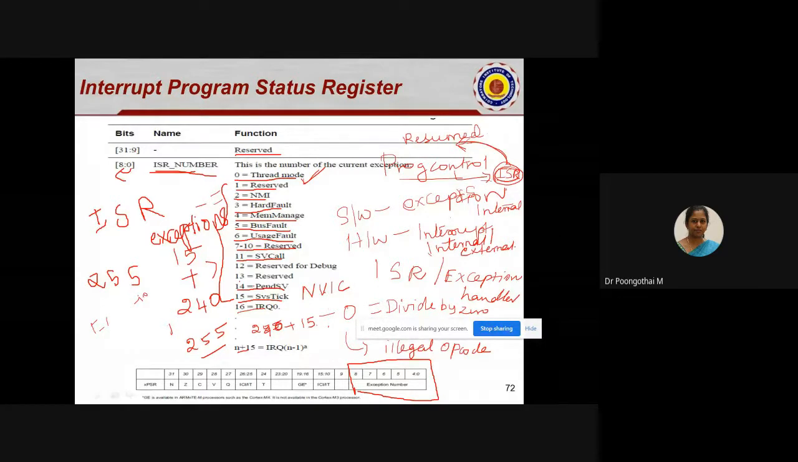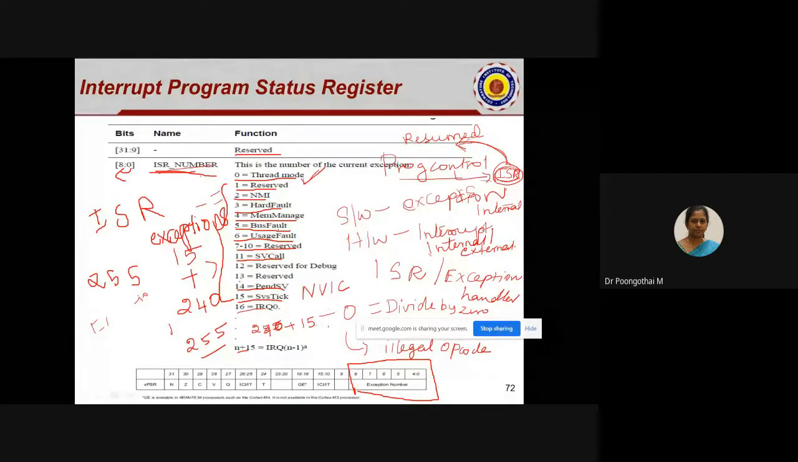Is it clear, students? During the execution of every interrupt request, this register holds the ongoing ISR number. So it contains the exception type number of the current ISR. Is it clear? Yes. Do you have any doubts?